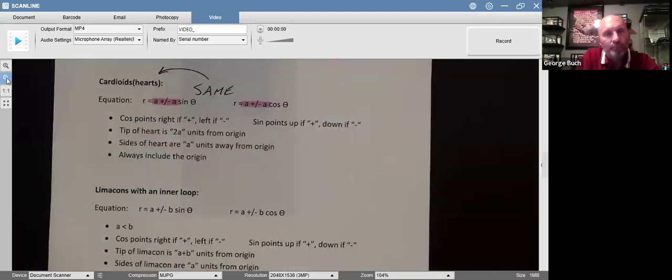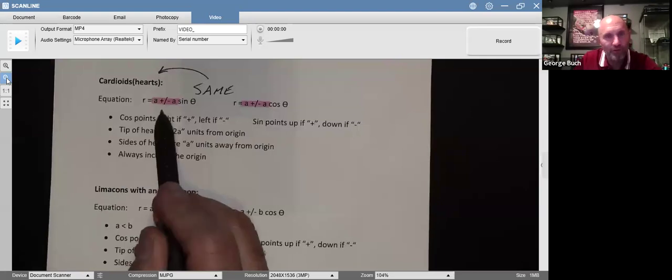Now, as for whether it's pointing up, down, left, or right, or facing up, down, left, right, depending on which book you use or which instructor you have: cosine is always going to be left and right. Cosine is our x value when we're doing a unit circle, and the x value is the horizontal axis. If it's a plus in between, then it's pointing to the right. If it's a minus in between, then it's pointing to the left.